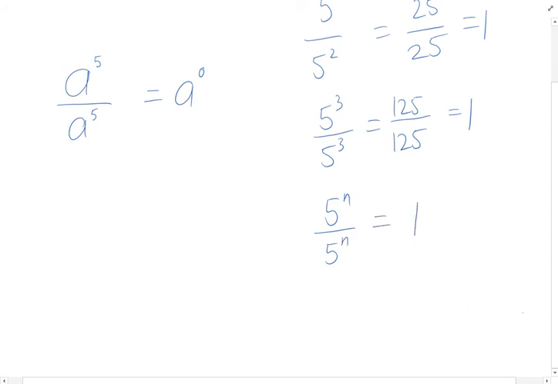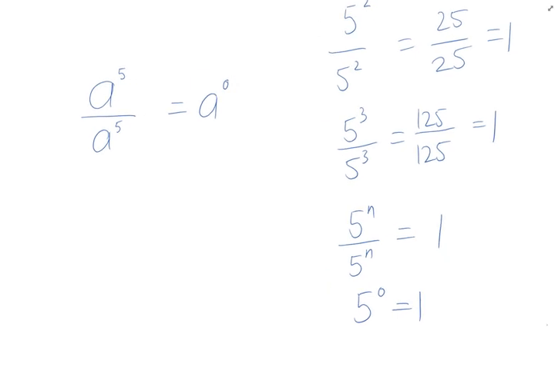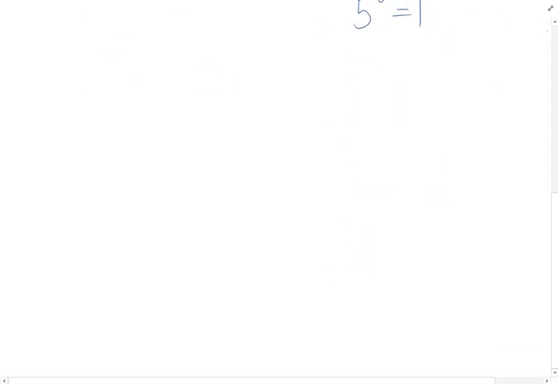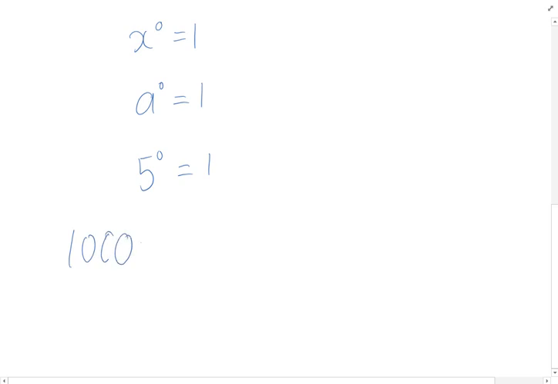And so what we're really saying here is that if you have anything to the power of 0, you end up with 1. And that's exactly the case. So with a zero index, if you have x to the power of 0, it is always 1. If you have any letter to the power of 0, it is always 1. If you have any number to the power of 0, it is always 1. No matter how massive that number is, if you take it to the power of 0, it's still going to be 1.